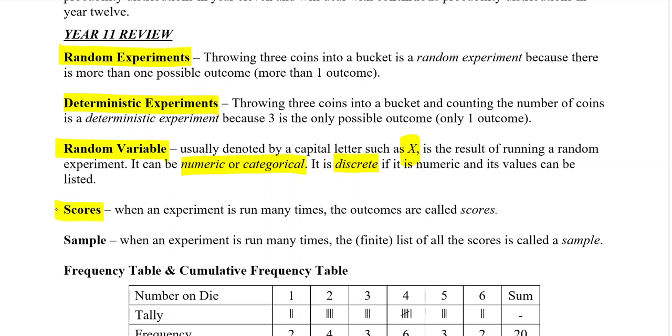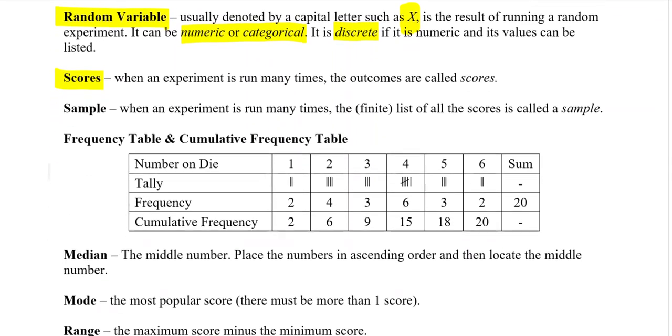Scores. When an experiment is run many times, the outcomes are called scores. The finite list of all the scores is called the sample. So when you roll a dice, the numbers 1, 2, 3, 4, 5, and 6 are the sample that you could get. This is a frequency table, and it also has a cumulative frequency table.